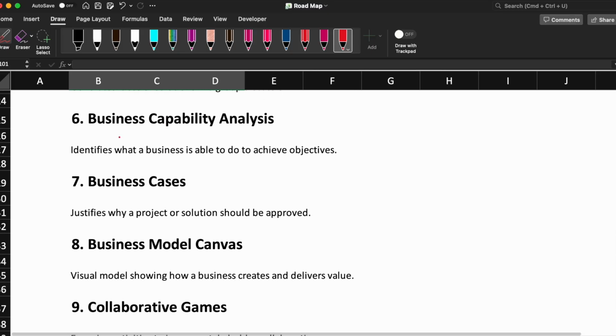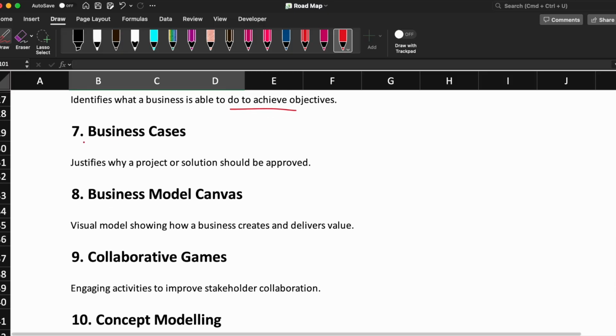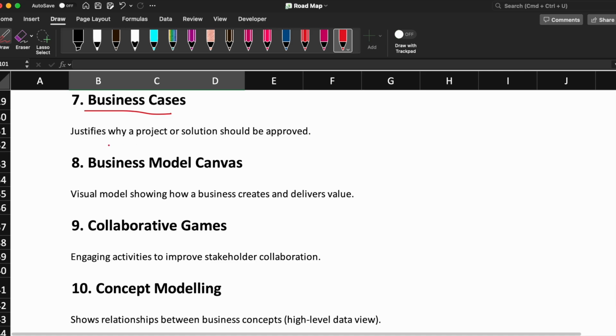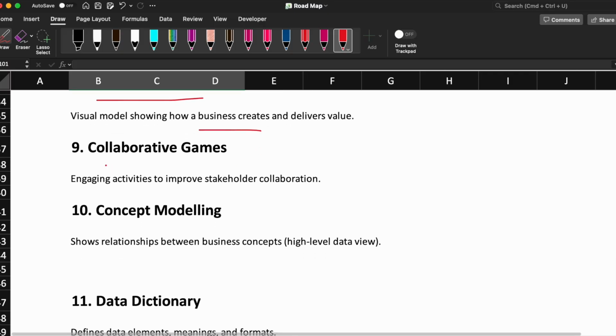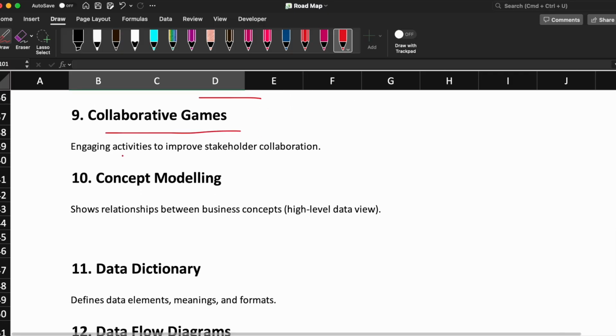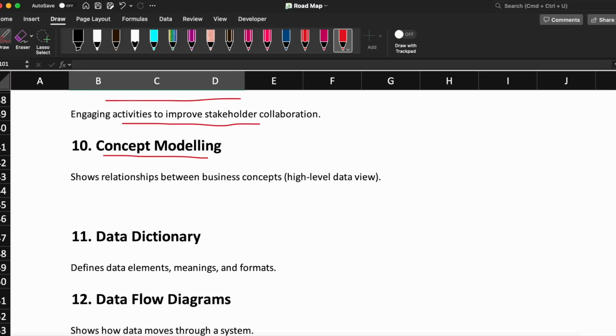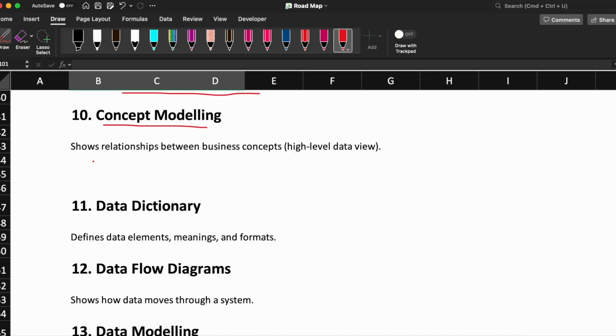Number 6, business capability analysis: identify what a business is able to do to achieve objectives. Number 7, business cases: justifies why a project or solution should be approved. Number 8, business model canvas: visual model showing how a business creates and delivers value. Number 9, collaborative games: engaging activities to improve stakeholder collaboration. Number 10, concept modeling: shows relationships between business concepts, a high-level data view.